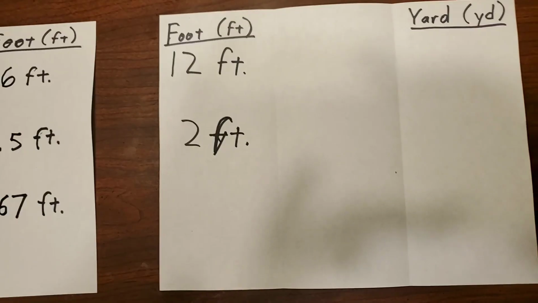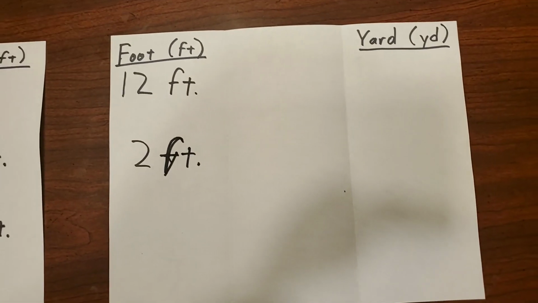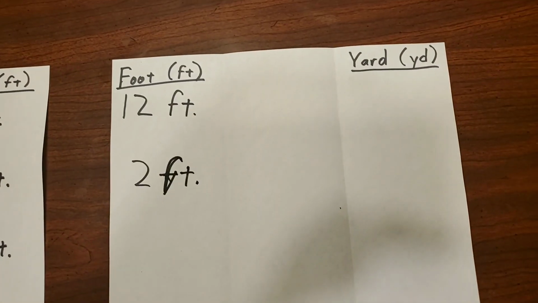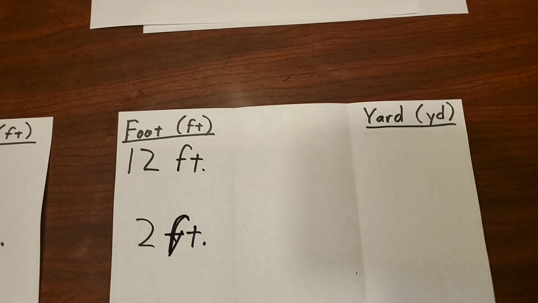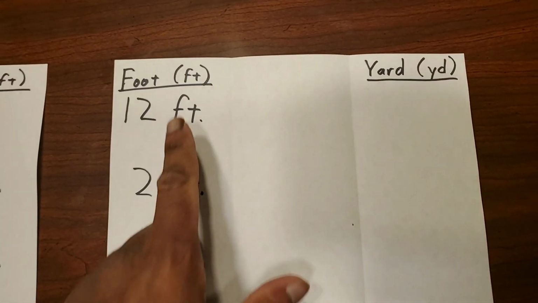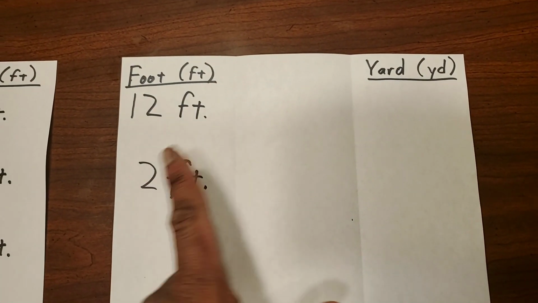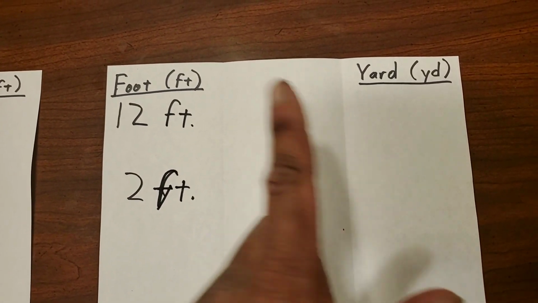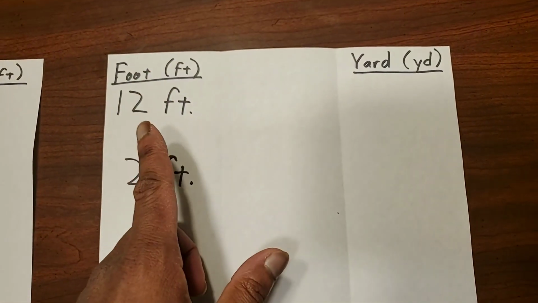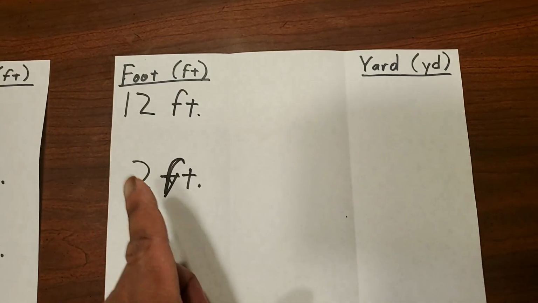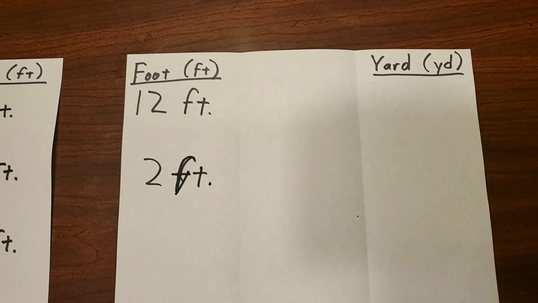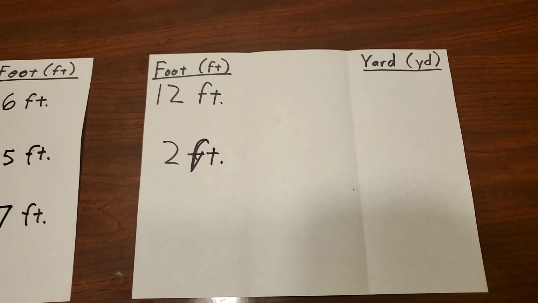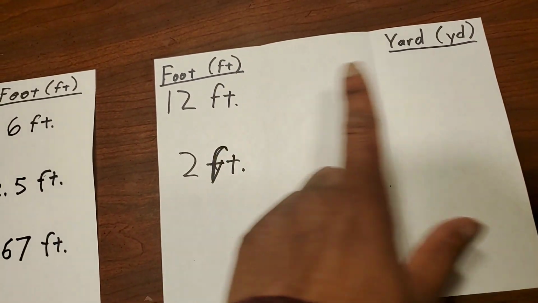A couple more examples and then we're going to go over our assignment. On this column I have sizes that are in feet, and I want to convert them into yards. We're going to take 12 feet and convert it into yards, and take 2 feet and convert it into yards. Let's look back at our chart. How do I convert feet into yards? Let's go back to our cheat sheet.